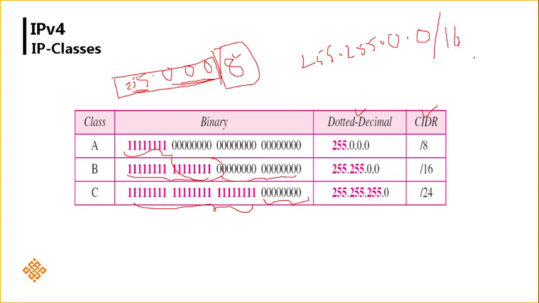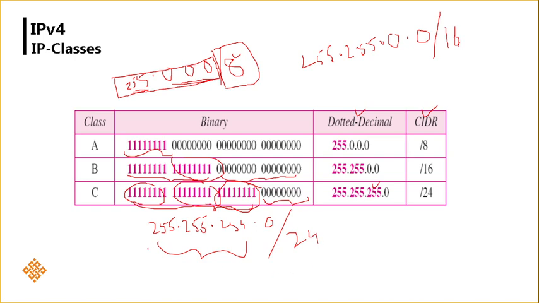Just by seeing slash n, you can say which class of IP address the block belongs to. Similarly for class C, the mask is 255 dot 255 dot 255 dot 0. This is the subnet mask of class C. And what is the slash n notation? The network bits are 24. This is known as the class C mask.